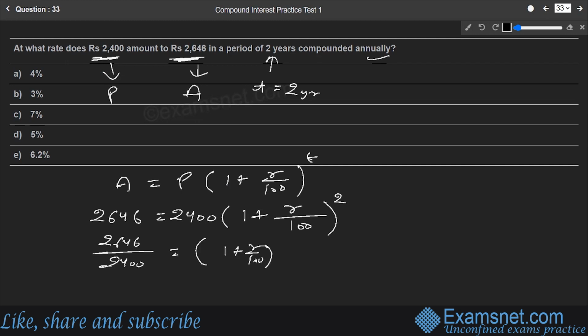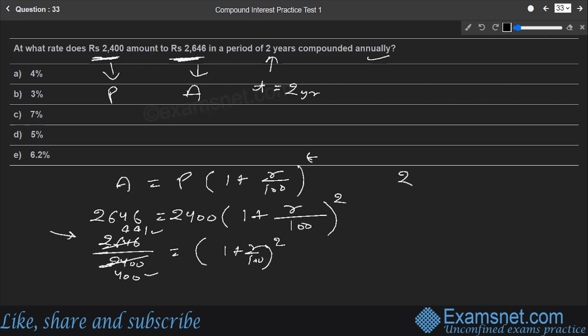by 100 whole square. Now at this point, what we should do is try to make the left hand side a perfect square of something, so that the power 2 on the left and right hand sides can be cancelled out. For that we need to see whose square we can make on the left hand side. If we cut both the numbers by 6, in the denominator we're going to get 400, and in the numerator we're going to get 441. And 441 is a square of 21, and 400 is a square of 20.